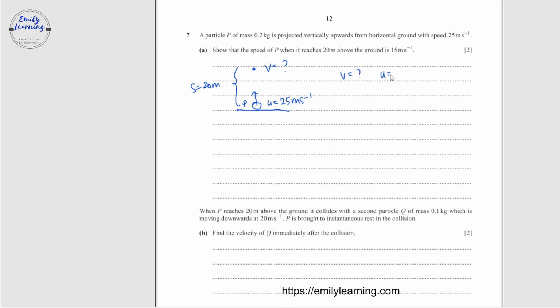We have the initial speed, which is 25 meters per second. We have displacement, which is 20 meters. We also have acceleration, because it's moving upwards. So it is negative g, which is negative 10 meters per second squared, because when you're moving up, it's decelerating. So how do we find v? We'll use v squared equals u squared plus 2as. All right, so u is 25, a is negative 10, s is 20. So we can find what v squared is.